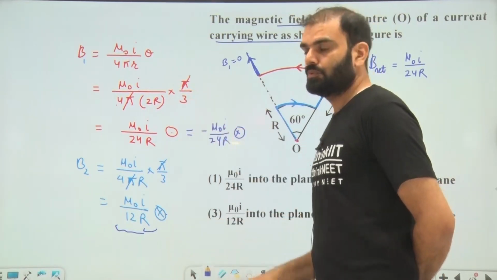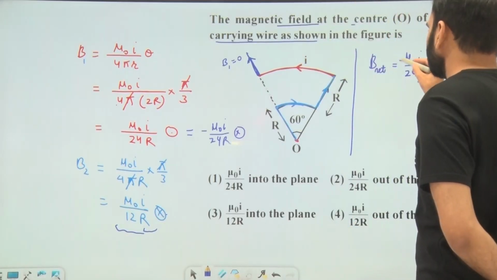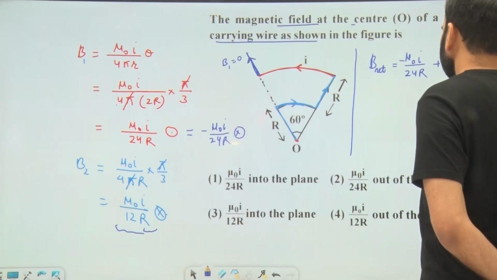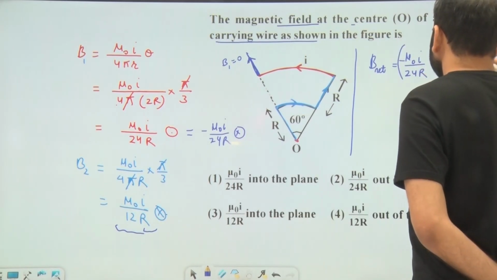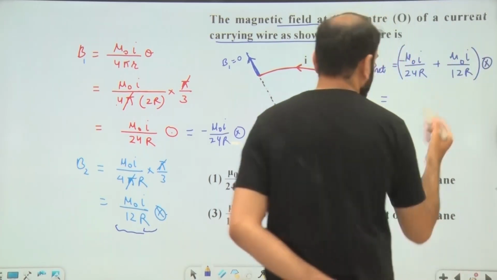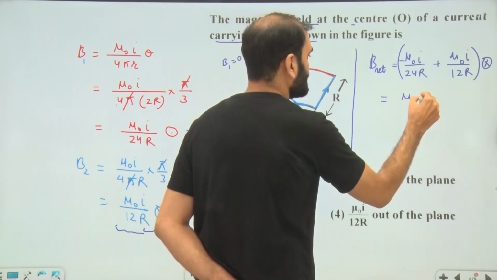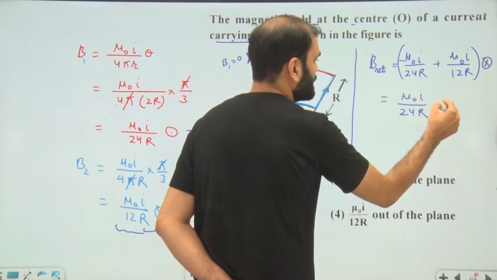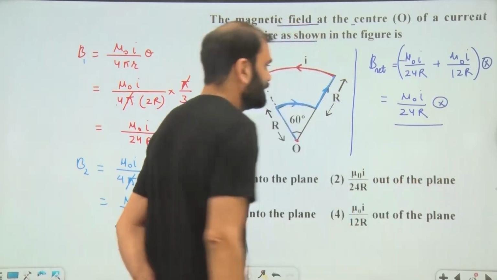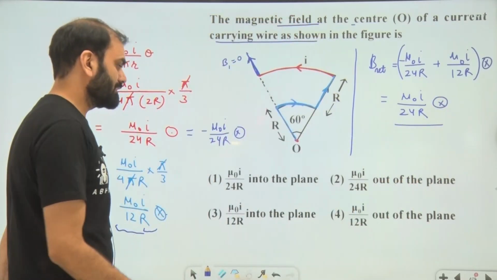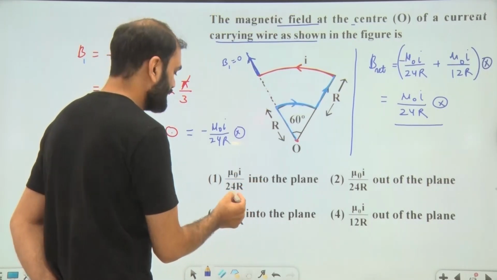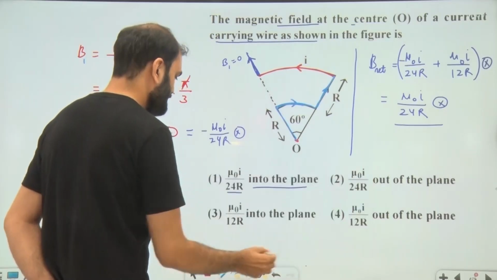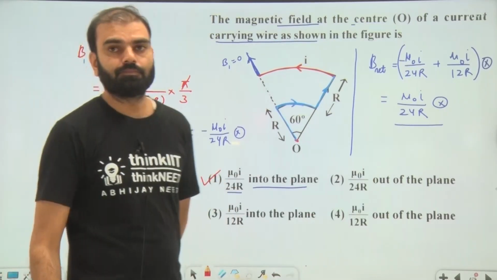Now add these two values: you will get minus mu naught I upon 24r plus mu naught into I upon 12r, so the net direction will be in. Solving it, you will get mu naught into I upon 24r positive, so the direction will be inward into the plane. Here it matches with your answer, into the plane. Option number first is the correct answer of this question. Okay, thank you.